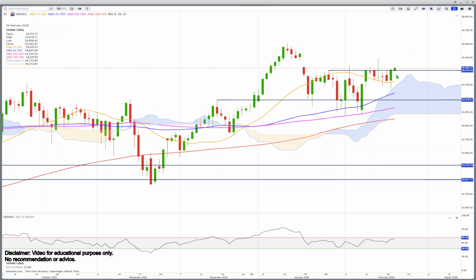Here pre-market, it is actually trading above, so let's see if it can stay above, and if RSI can also get back above the 60 threshold, then we are in for higher levels on DAX also.